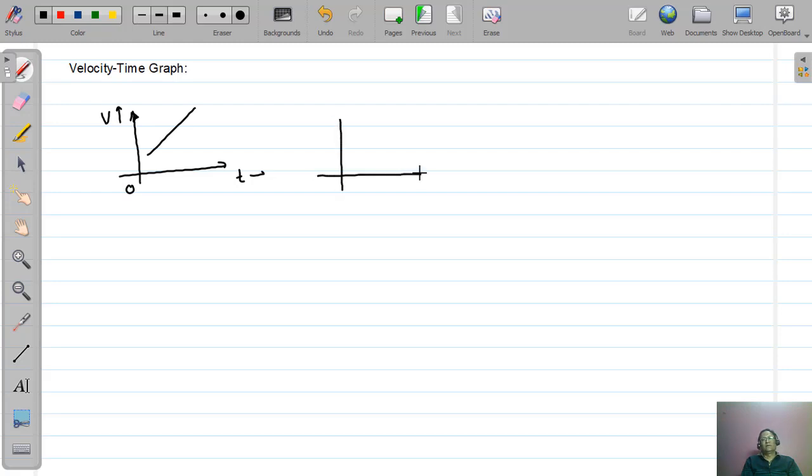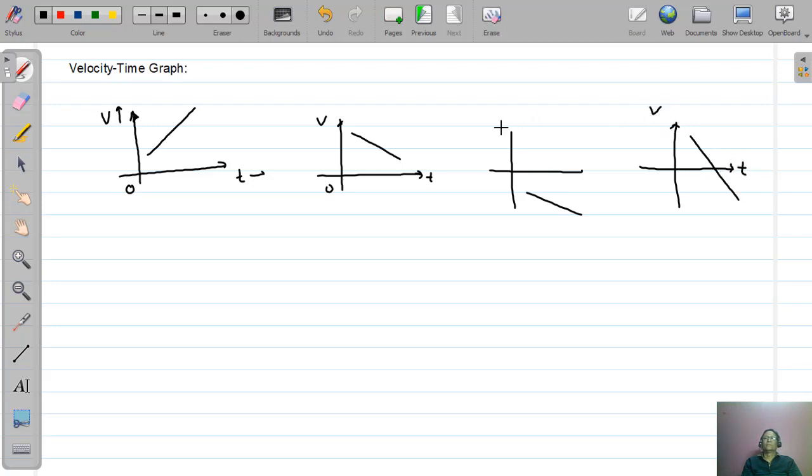Another graph is maybe like this way. One graph may be, say, this way, or maybe this way. So, first graph A, B, C, D.